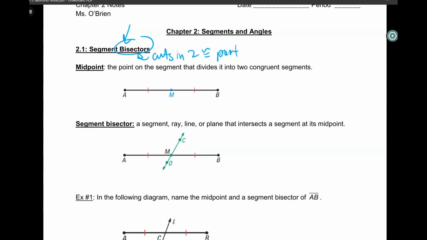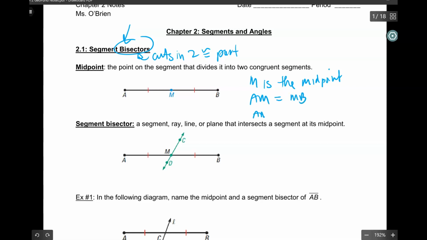The midpoint is the point on the segment that divides it into two congruent segments. So this means M is the midpoint, right? Point M. And since it's two congruent segments, that means the length AM is equal to the length BM, which means segment AM is congruent to segment BM.